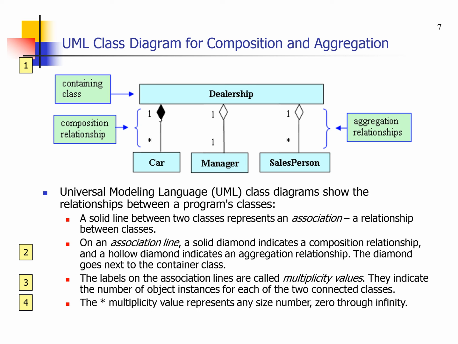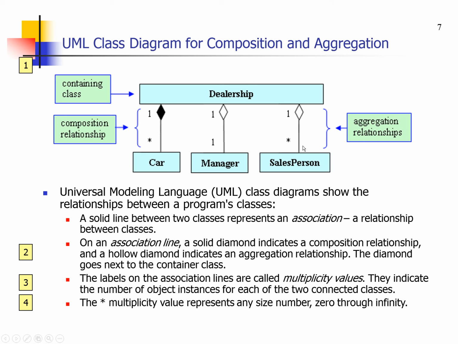Now, you also notice the 1 and the asterisk right here. This is like a one-to-many. If you've ever taken any database classes, this is kind of the same thing. So what this is saying is one dealership can have many cars. So one to many. One dealership can have many cars. One dealership should have one manager. Now, does that mean there are not other managers? Well, there's really one guy in charge. One dealership can have multiple salespeople.